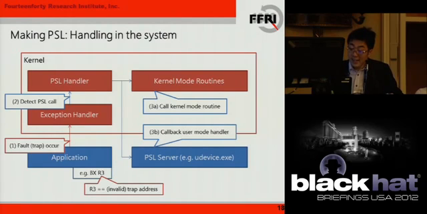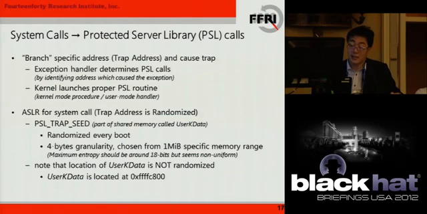And the thing is, predicting trap addresses will make exploitation much easier. Fortunately, Microsoft has done well. In Windows Phone 7 and the latest versions of Windows CE, the actual trap addresses are randomized by the PSL trap seed, which is a part of kernel shared memory called user K data, similar to Windows shared user data. This makes exploitation and running system calls in Windows Phone much harder.